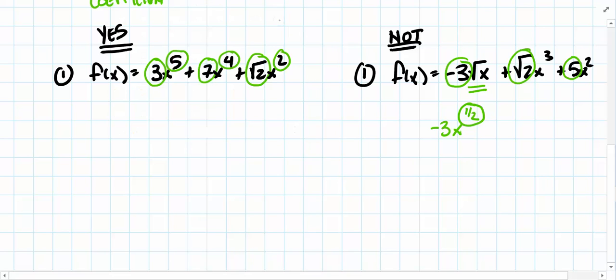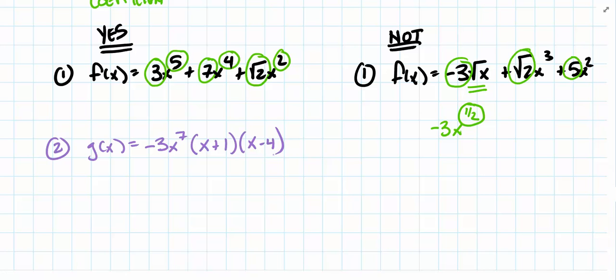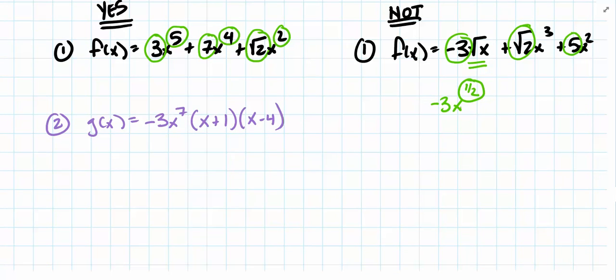Okay, number 2. Let's do g of x is equal to, how about negative 3x to the 7th times x plus 1 times x minus 4. Okay, this looks a little different, but it still represents a polynomial function. The question I have for you is, can you tell me the degree of this polynomial function? And it's not 7. 9. It is 9. How do you get 9 out of this thing?